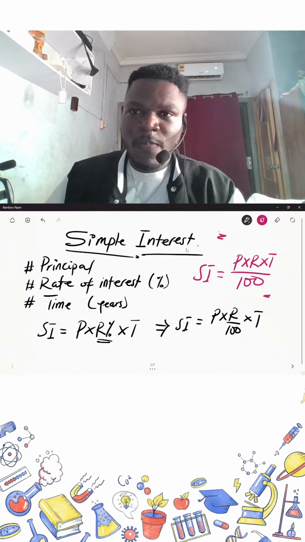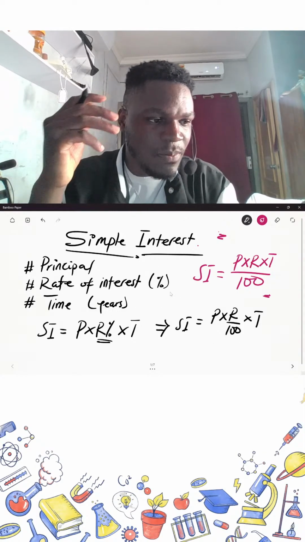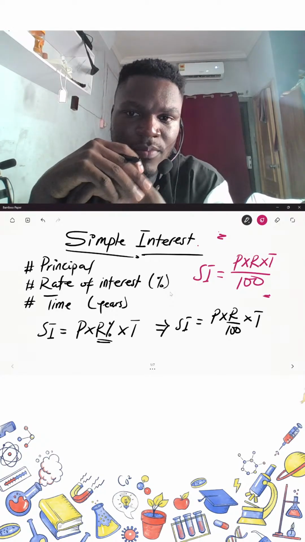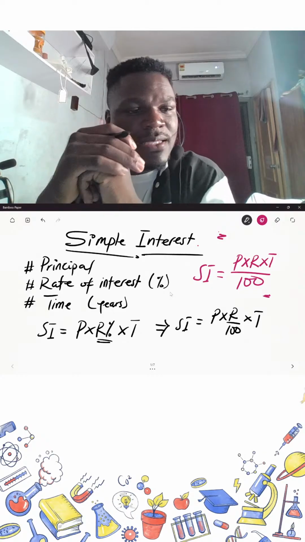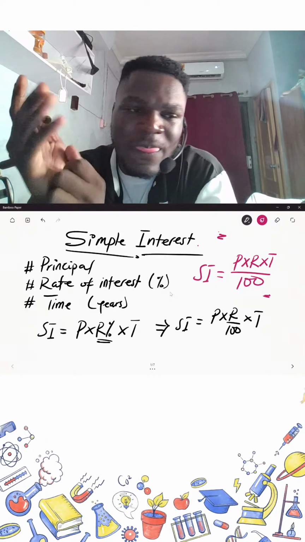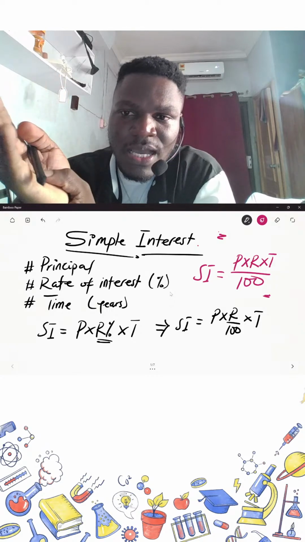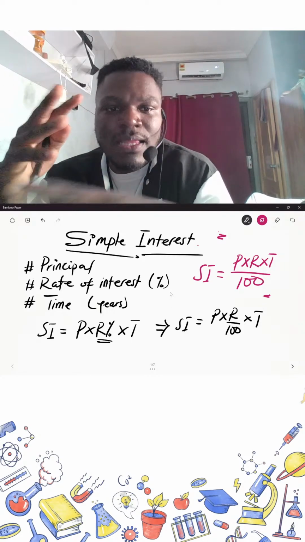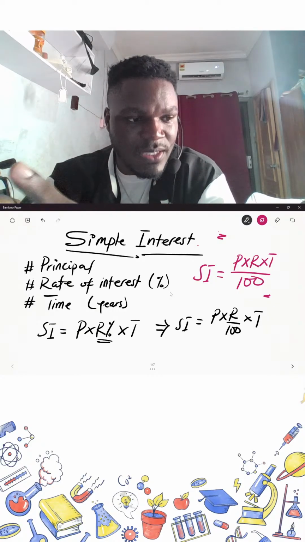All right. So in other words, depending on the question, we can be asked to find the principal or the rate or the time. What I mean by this is that sometimes the question will give us the interest, the principal, and the rate, and the question will demand that we find the time. Okay, then we have to do some basic substitution or change of subject.